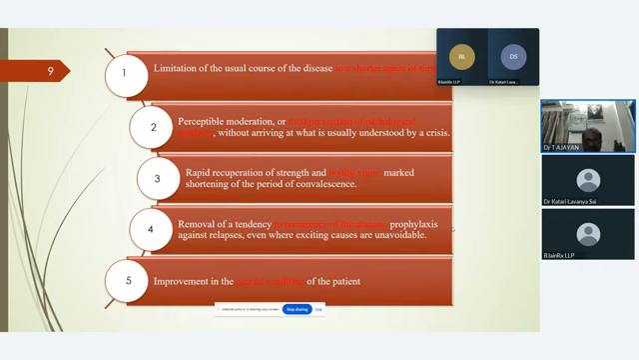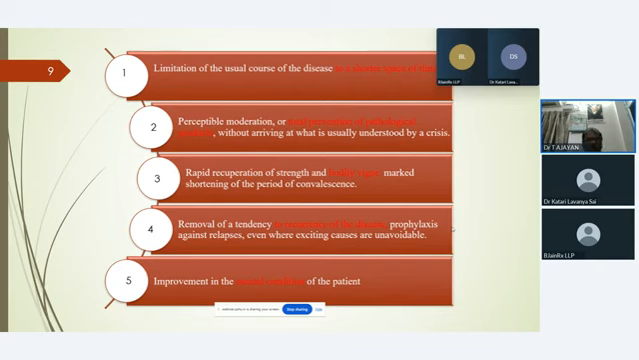So once again I repeat: first, changes happen in the mental state; then the patient, within a short span of time after administration, retains the normal vigor; the time duration is limited; and then there is total arrest of the pathogenesis. Pathogenesis means the mechanism of development of the disease.